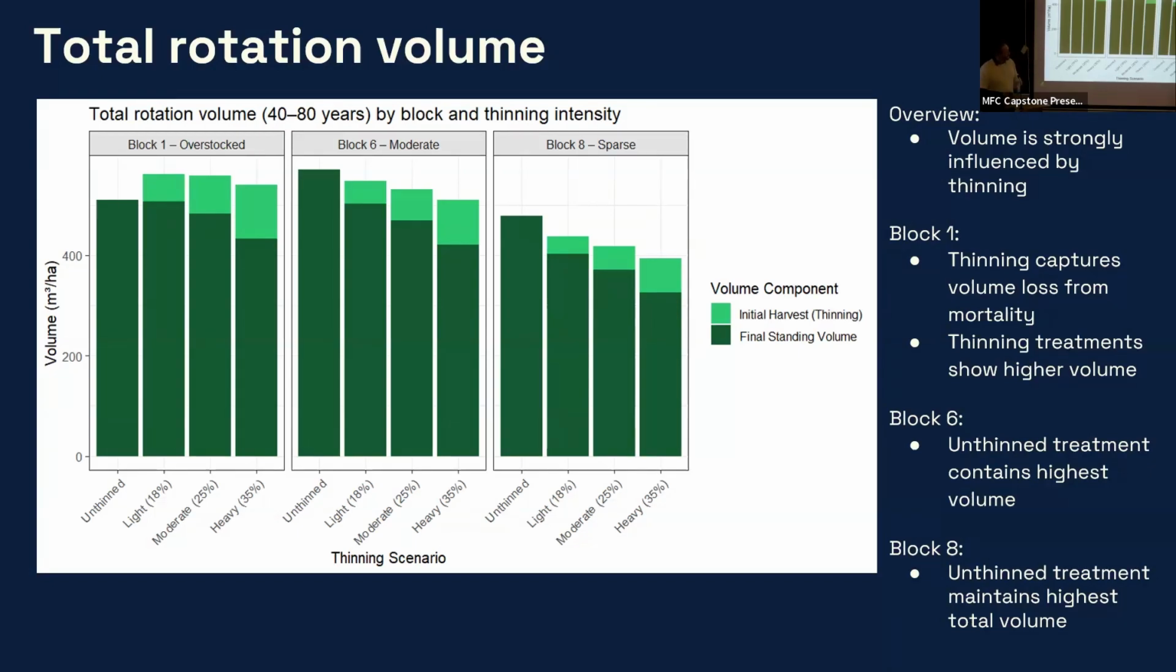In the block 6 moderate block, we see a slight reduction of around 4% in the light block. But the unthinned block is still operating at around its carrying capacity and still produces the highest volume. Again, in the sparse block, thinning treatments come at the cost of too many stems per hectare lost, and we lose too much volume from it. So the unthinned block maintains the highest amount of volume.